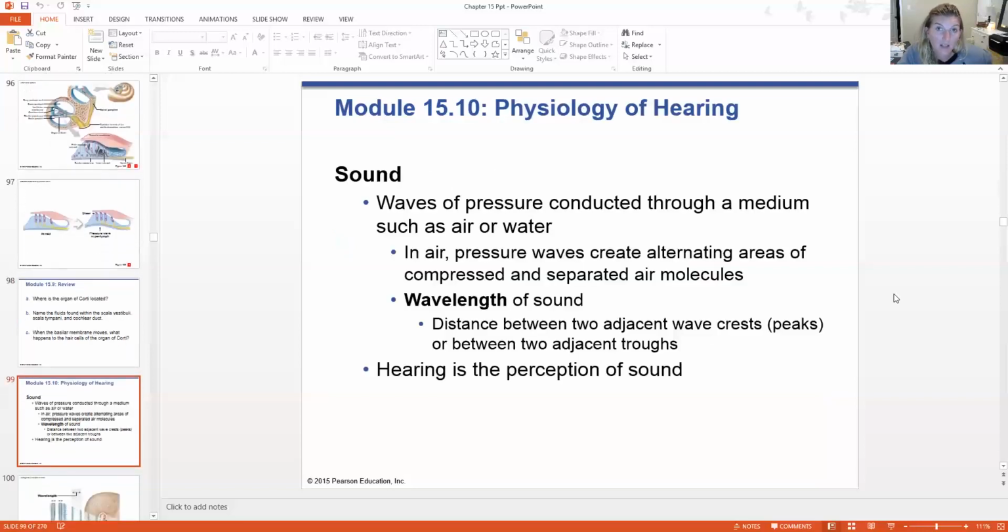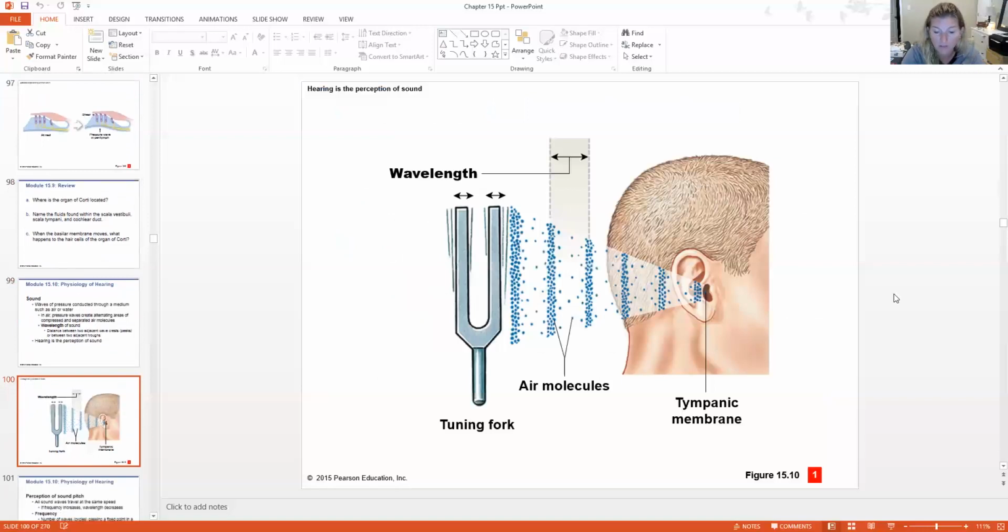Let's talk about the physiology of hearing. So the waves of pressure are conducted through a medium, like air or water. In air, the pressure waves create alternating areas of compressed and separated air molecules. That's called a wavelength, right? It's the distance between the wave crests. Hearing is the perception of those waves, the perception of sound.